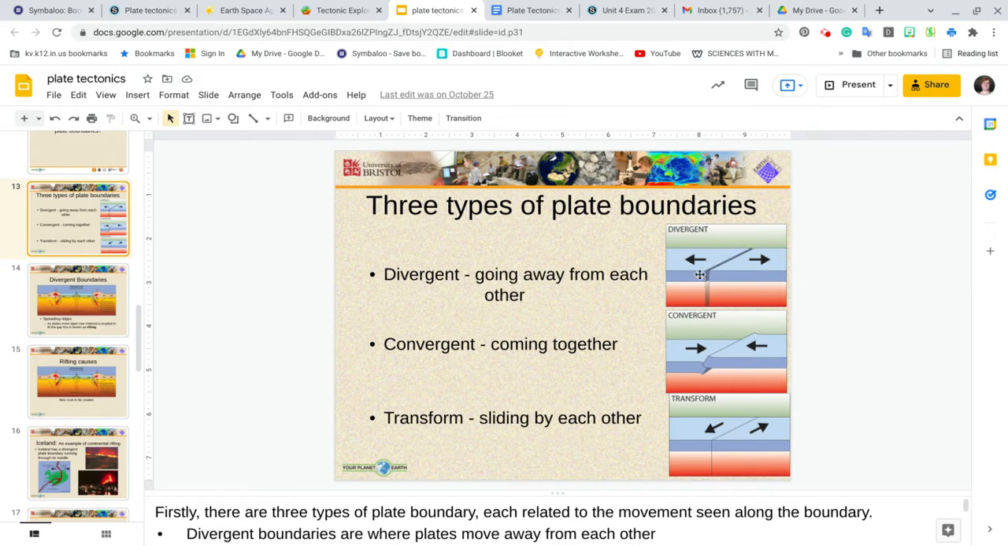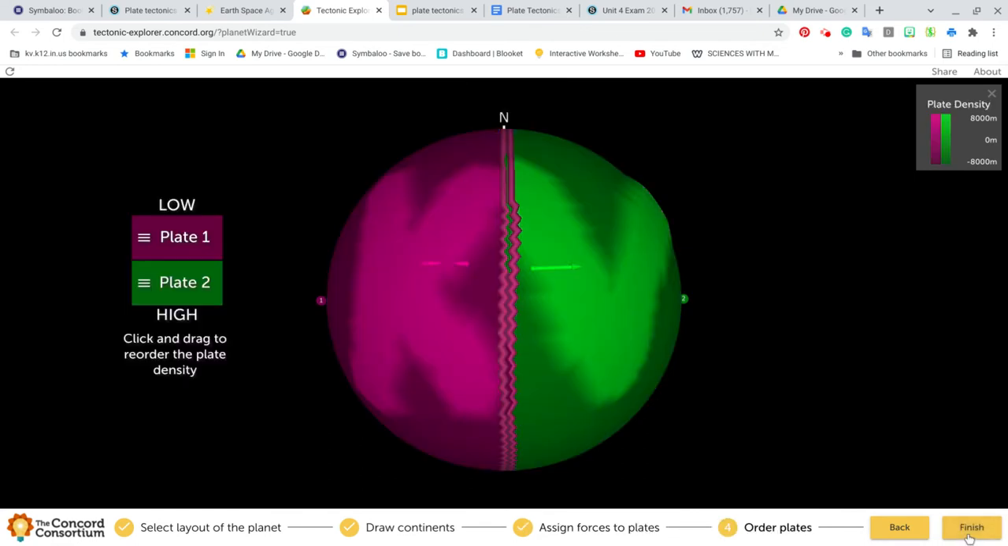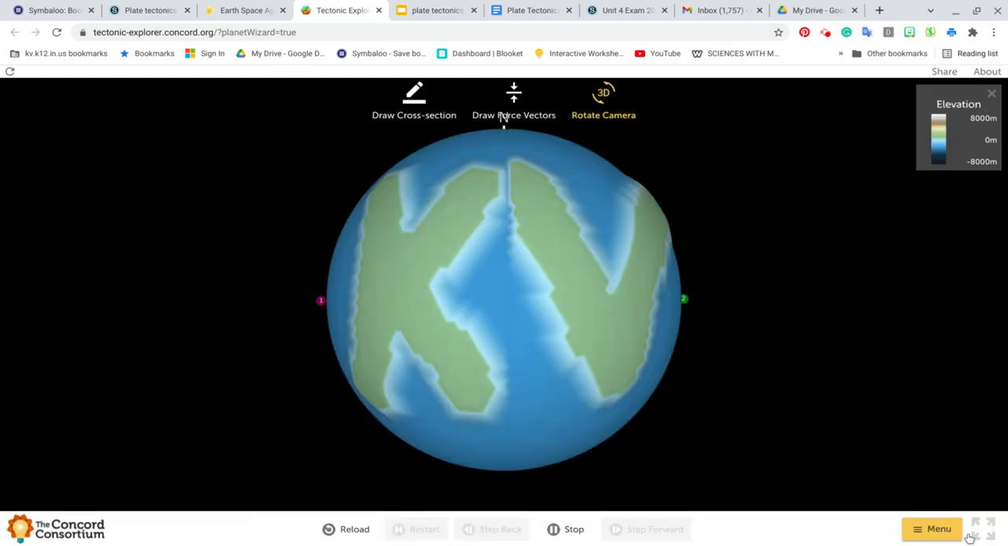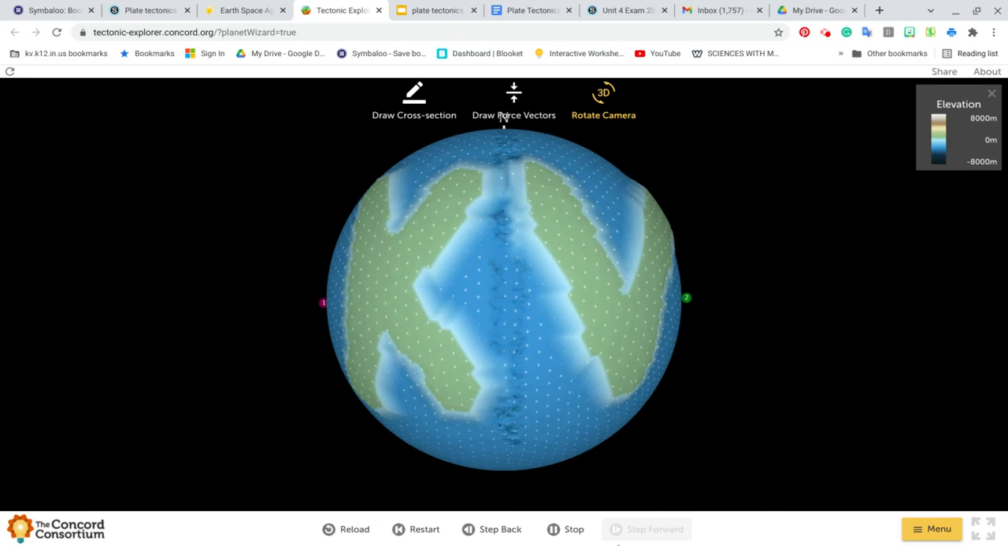Okay, divergent. I need to draw my force arrows going away. Back to here. Force arrows. One going that way, one going this way. Okay. Next. I don't care. I'm leaving it the way it is. Finish. Let it go a while.